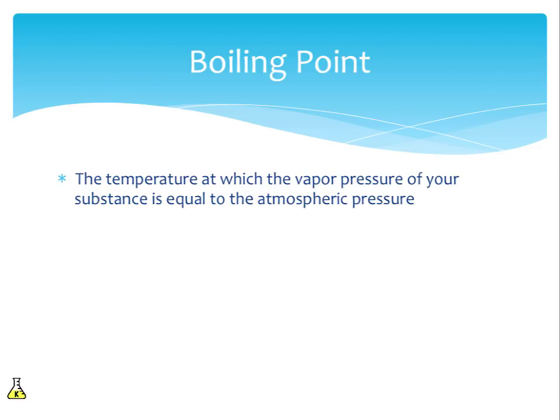Before we start, we'll remind ourselves what the definition of boiling point is. Boiling point is the temperature at which the vapor pressure of your substance is equal to the atmospheric pressure. Remember, vapor pressure is the natural rate at which the liquid or your solvent evaporates into the air. Atmospheric pressure is the pressure pushing back down again. When those two forces are equal, you're going to start to see a net movement of the liquid turning into the gas, i.e. boiling.